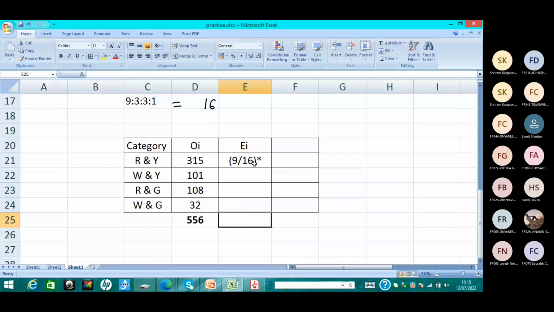Now we'll use the formula. So it is equal to this total frequency. The expected value should be according to this theory: out of 16 total parts, 9/16 parts should be round and yellow. So what is the value? 312.75, right? Okay. So now the next one, E2 should be, that is, for wrinkled and yellow, what number should it be according to the proportion? So 3 divided by 16, right? Because 3 parts out of 16 total parts into this total frequency. Okay, and similarly the same will come for this one.